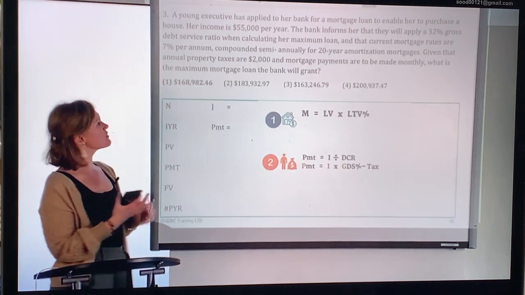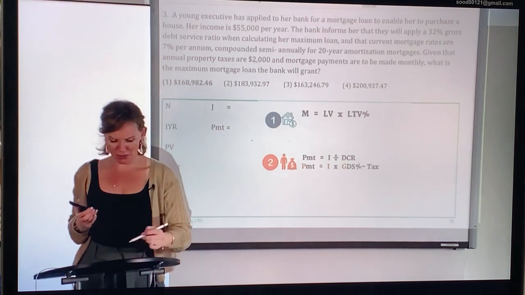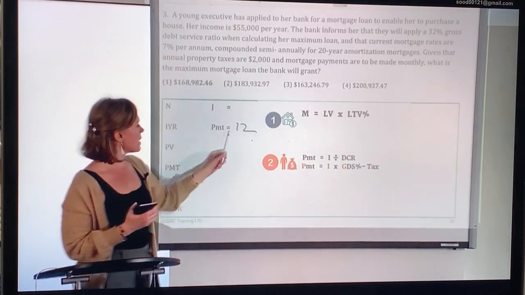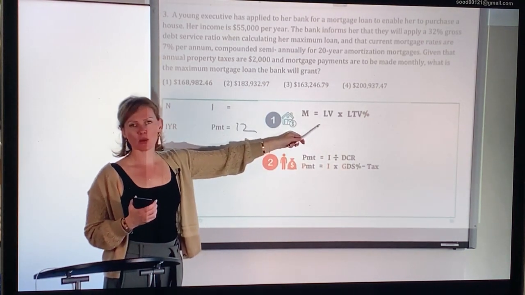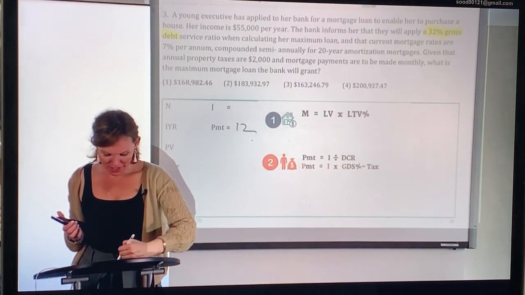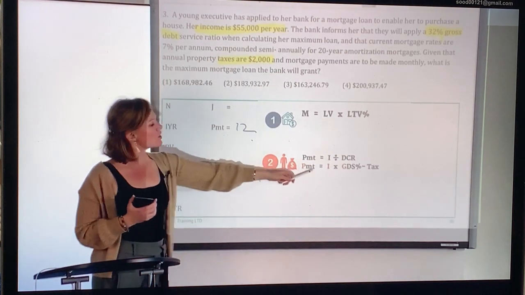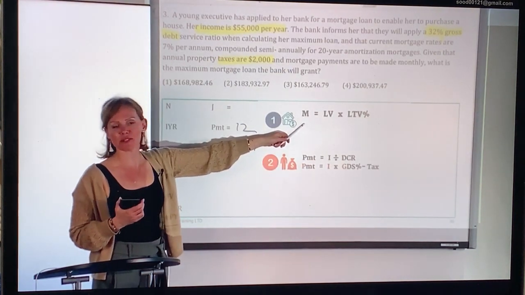I have the income, GDS, I have taxes. Okay. And the mortgage payments to be made monthly. So what's the maximum mortgage loan the bank will grant you? So payments are monthly. Okay. Do you have anything in this question with the loan to value ratio? As I said, all I can see is my GDS. All I can see is my taxes. And I can see the income of $55,000, right? So I have everything I need for this side, but I have absolutely nothing for step number 1.